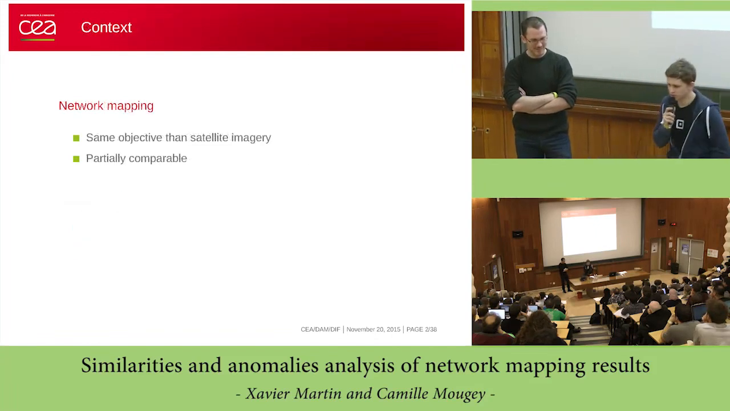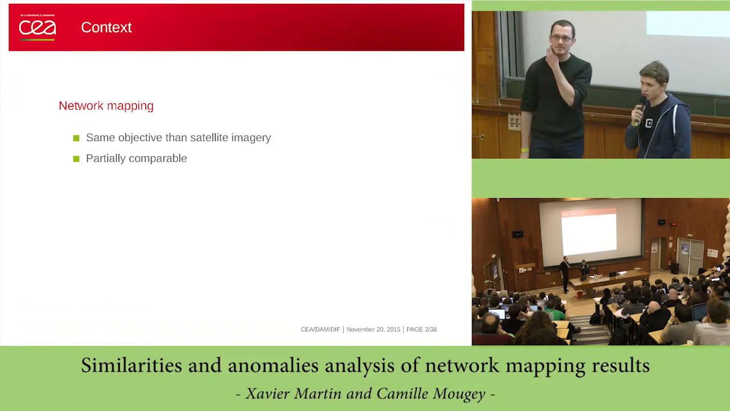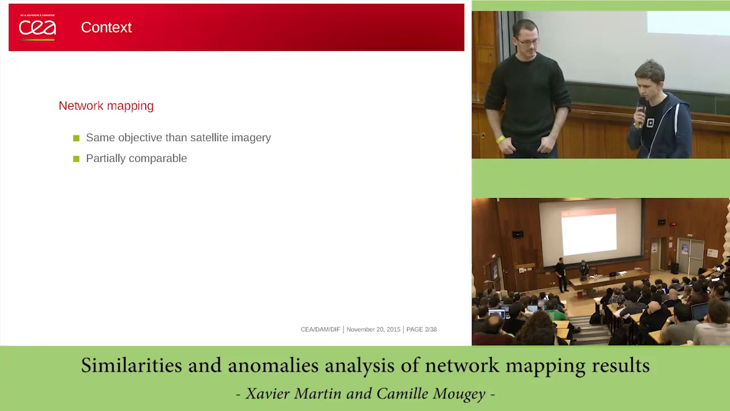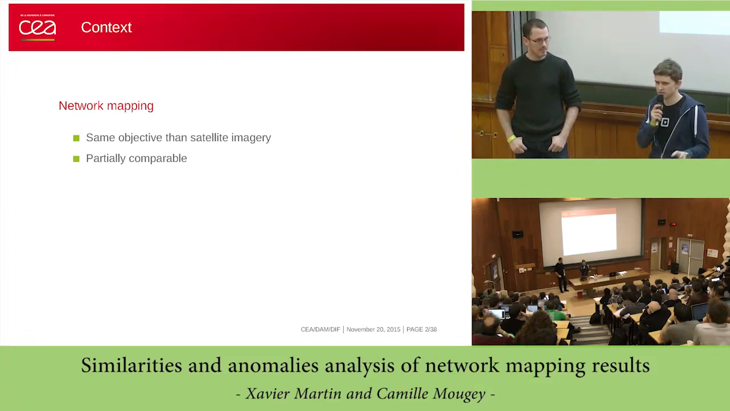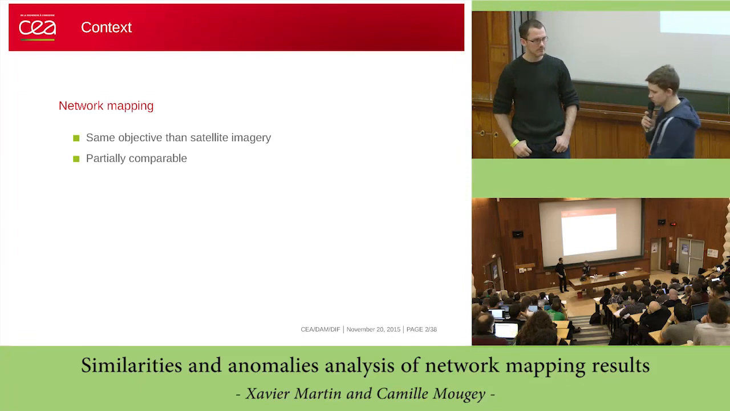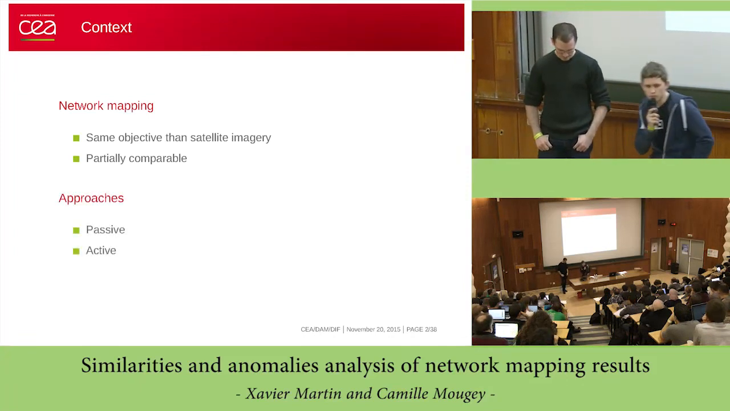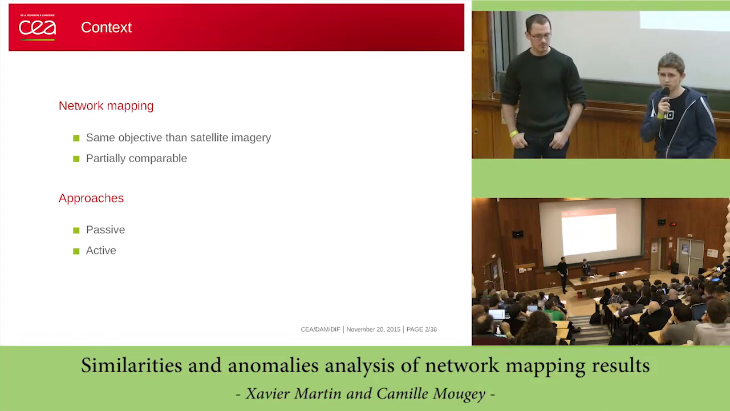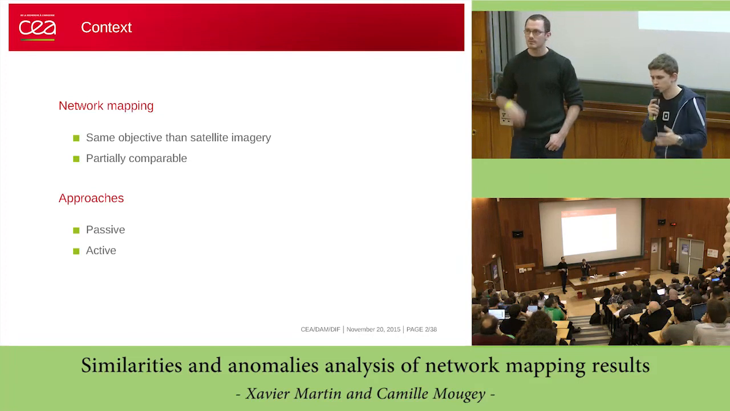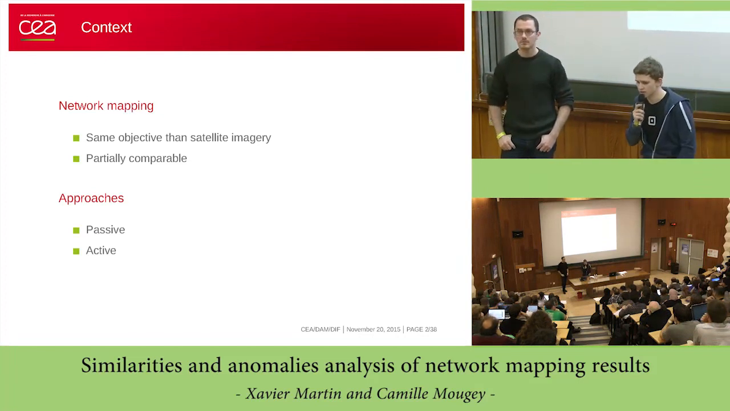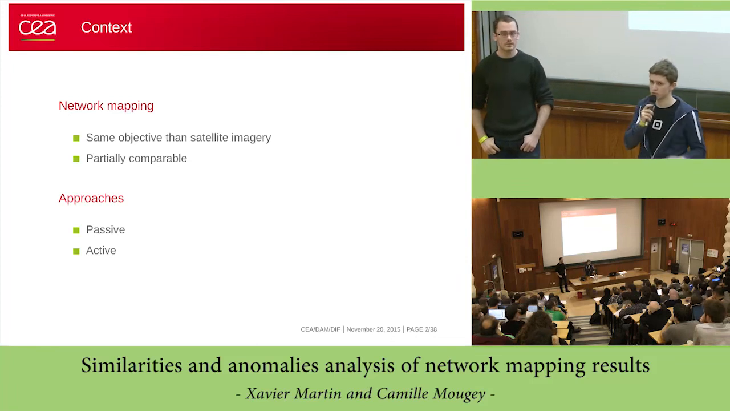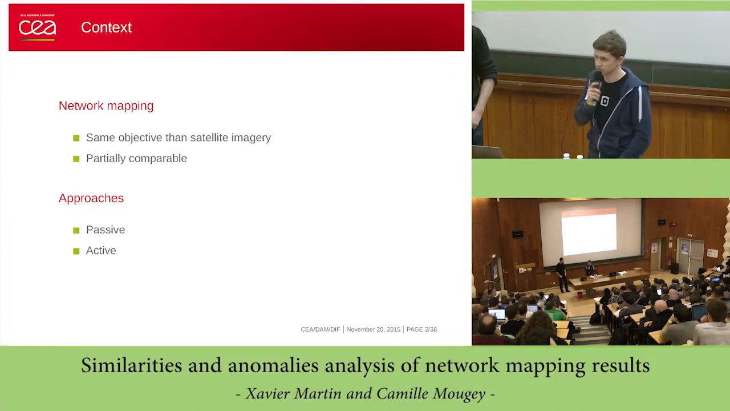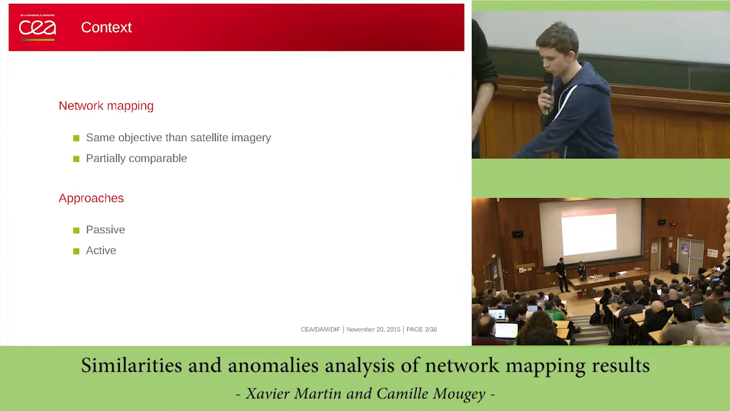Okay, so today we'll talk about network mapping. I think that you already know this, but it's kind of the same thing as satellite imagery. It's partially comparable. We have two kinds of approaches. The first one is the passive one, so we just look at the network and try to guess what is happening. And the second one, the active one, the one we use, we send probes and watch the results of these probes and base our result on it.